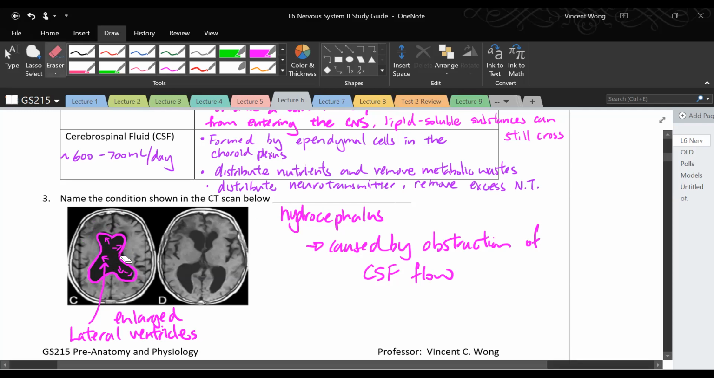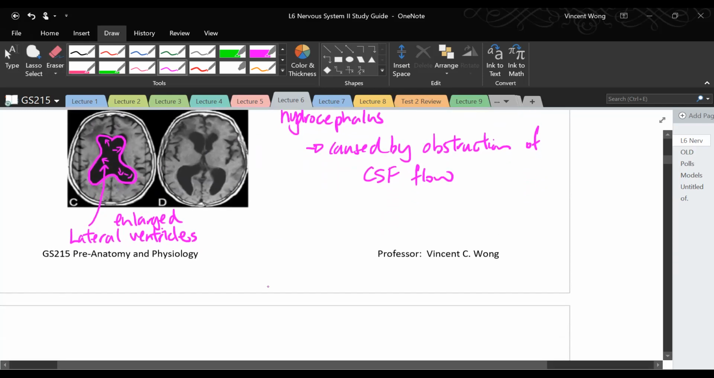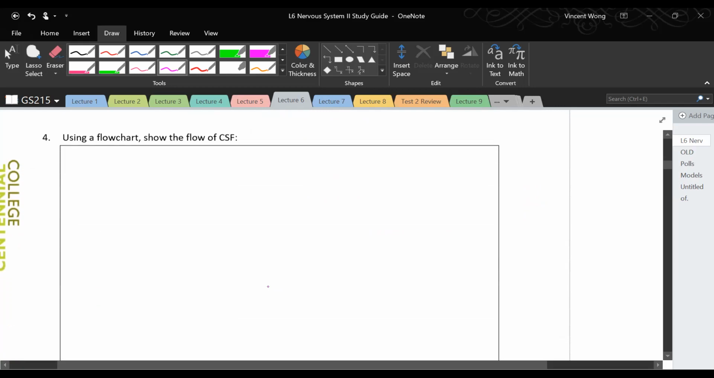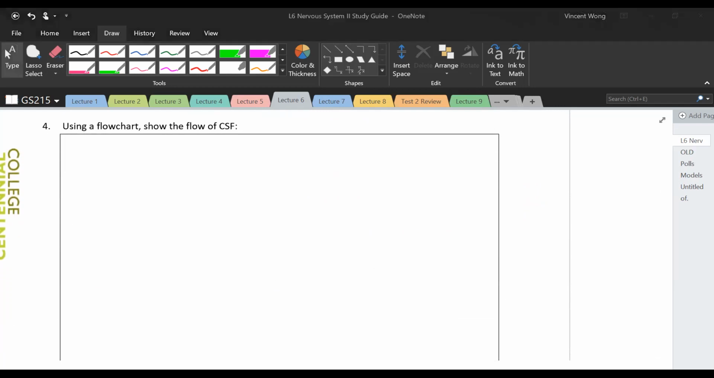So to fix that, you will have to drain the excess fluid by creating what's called a shunt. A shunt is like a detour for the fluid to be drained. Either it's drained into a pouch outside the body or it drains into your abdominal cavity. Okay, using a flow chart, show the flow of CSF.